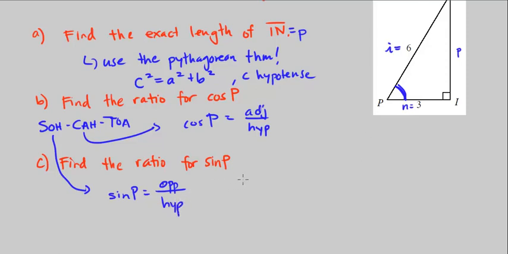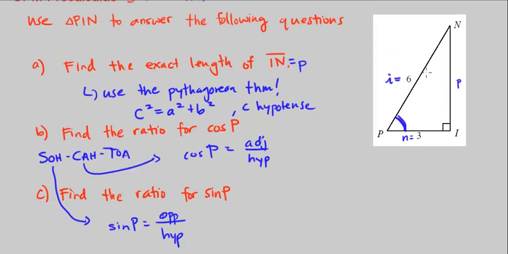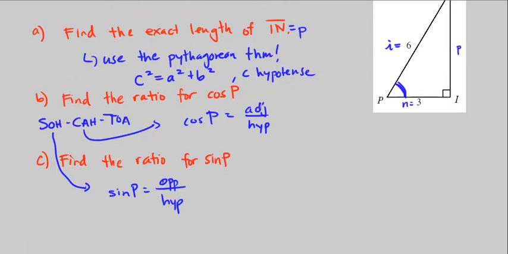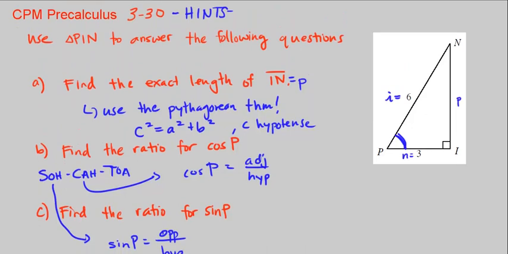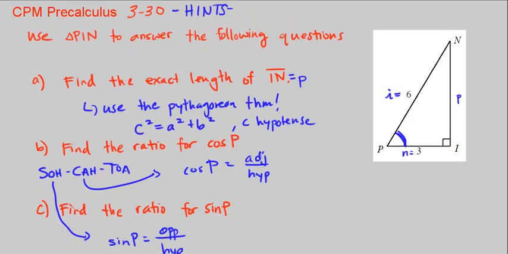Okay? So make sure you do part A first, because it's going to make parts B and C simple, because you're going to have all 3 sides, right? Once you know all 3 sides, you're going to be fine. You're going to be able to find the ratios simply, and you'll be done. Okay, so that ends the hints for CPM Precalculus, Chapter 3, number 30.